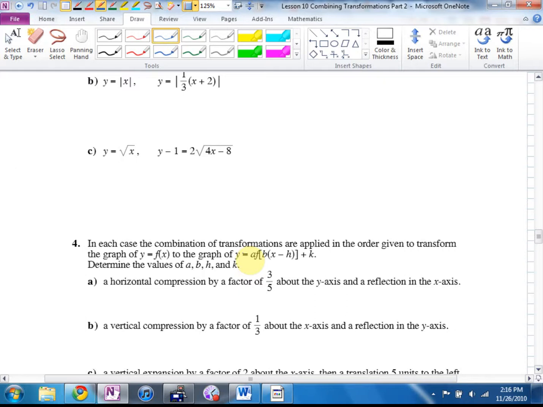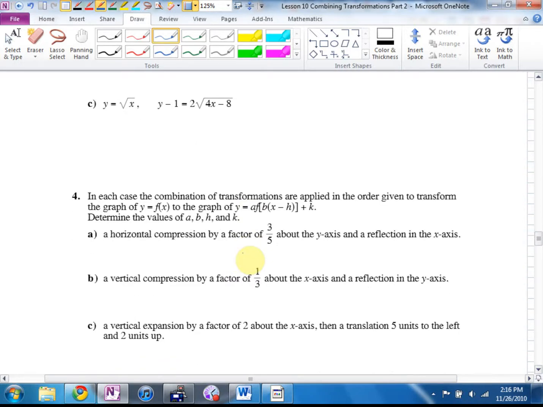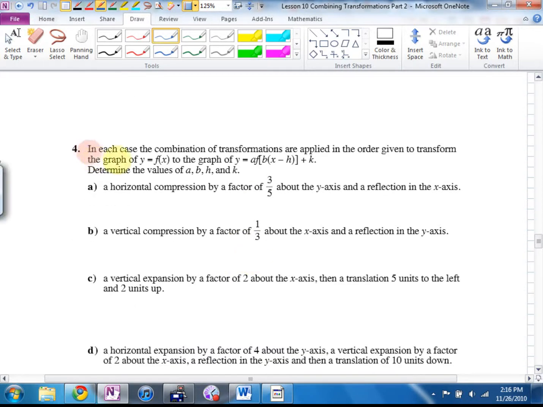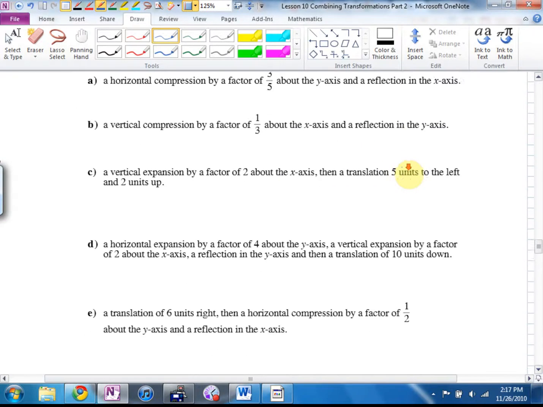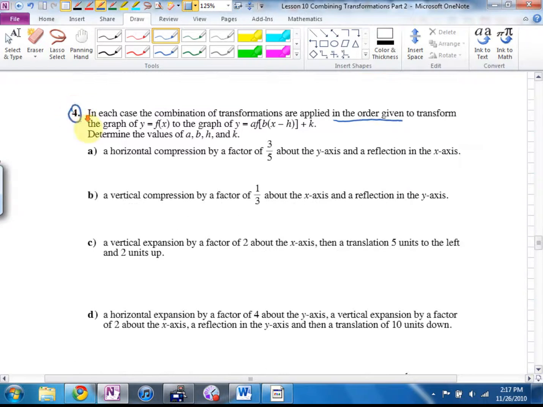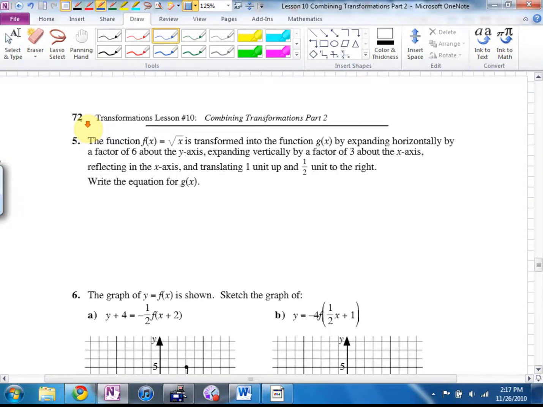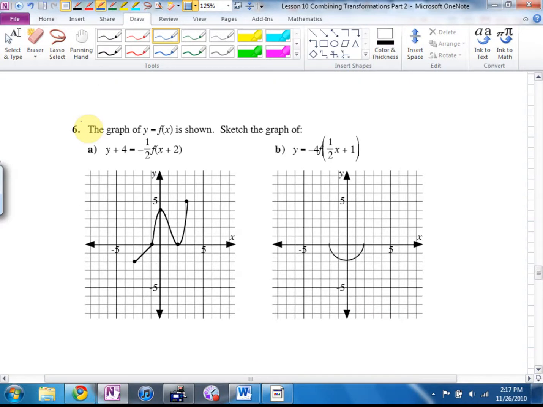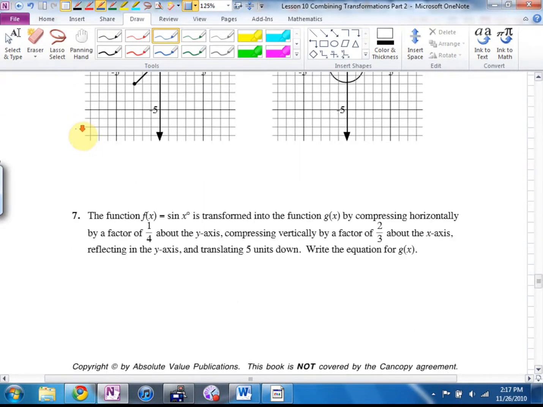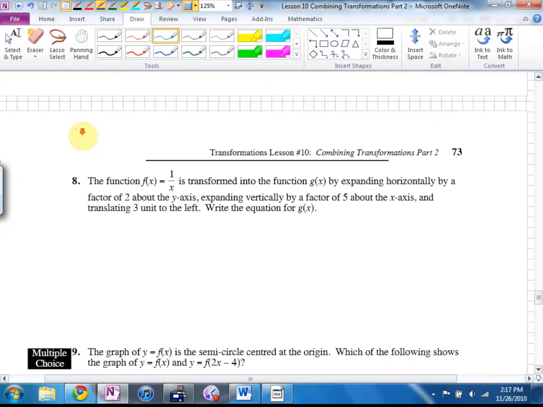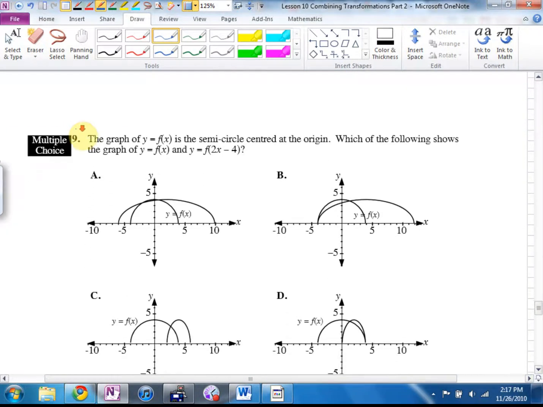Now, in number 4, they want you to go in the order given. So even if they're giving it to you in the wrong order, follow their instructions, okay? So number 4. 6, skip 5. And 9. Okay?